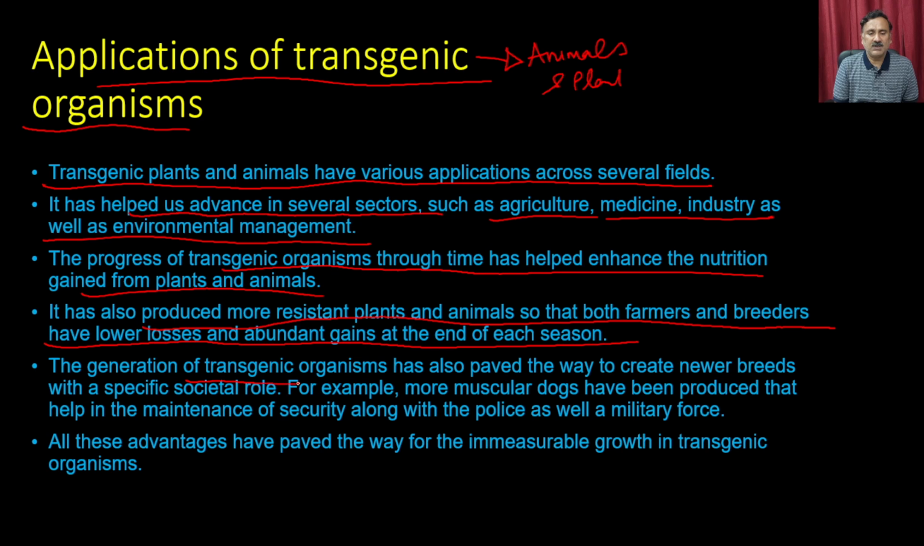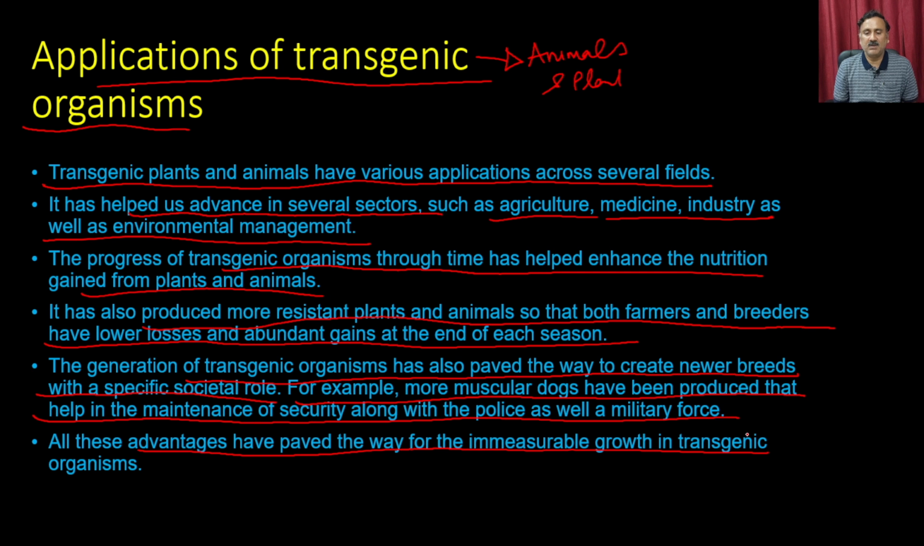The generation of transgenic organisms has also paved the way to create newer breeds with a specific social role. For example, more muscular dogs have been produced that help in the maintenance of security along with the police as well as the military forces. And all these advantages have paved the way for immeasurable growth in transgenic organisms.